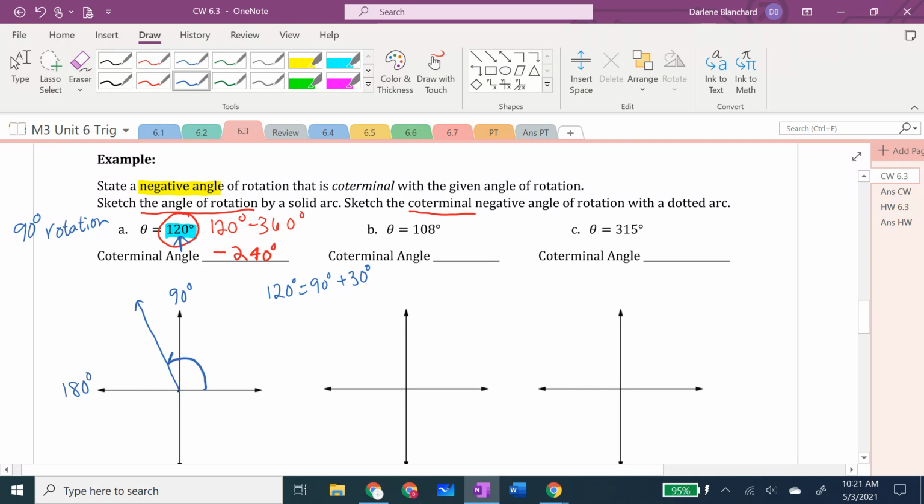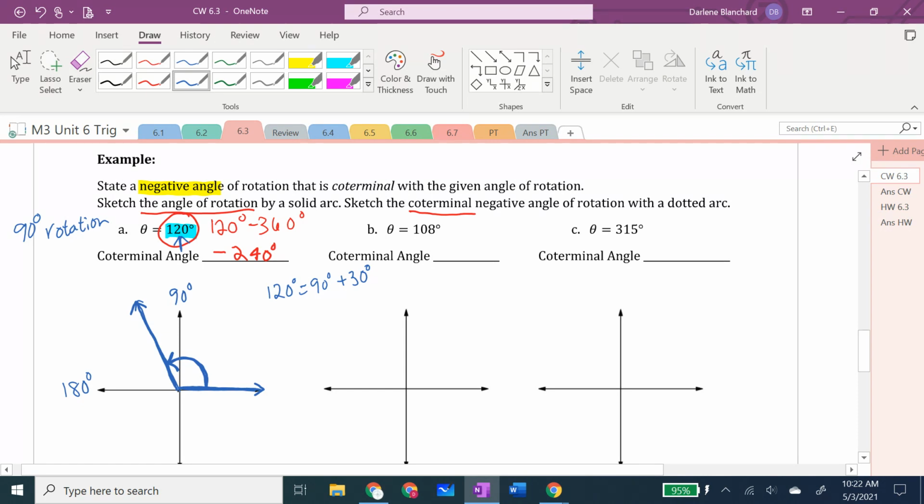This arc right here, this solid arc with an arrow, and then drawing the terminal side, as well as drawing the initial side. But the biggest issue is drawing that terminal side. This is the drawing of that angle that was given. That's 120 degrees.